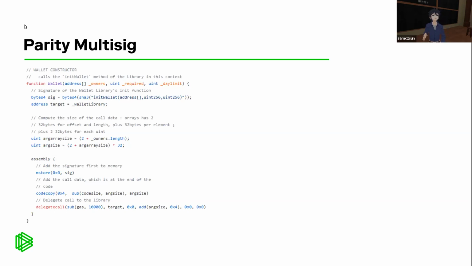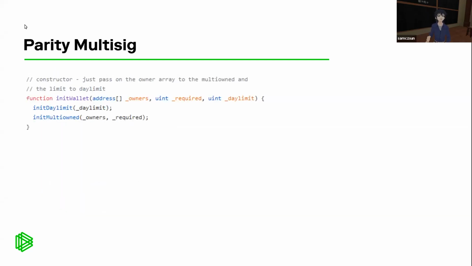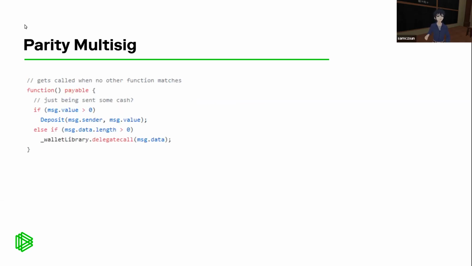So looking at the Parity multisig, we can see that in the proxy contract, during the construction of the contract, it immediately delegate calls into the library and calls the init wallet function. The init wallet function simply initializes the daily limit and the owners. Now, if we look back to the proxy contract, we'll notice that there's only one other function that is of relevance, which is the fallback function. If you recall, the fallback function is only called when a function is called which is unmatched in the current contract, which means that no matter what we call the proxy with, it will be delegated to the wallet library.